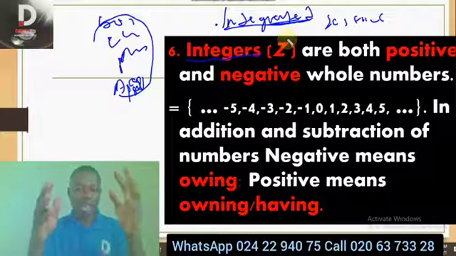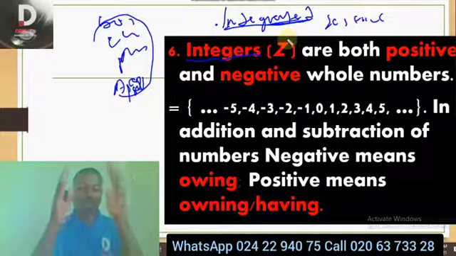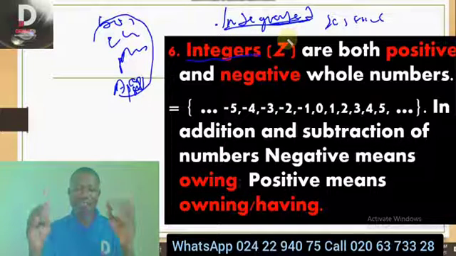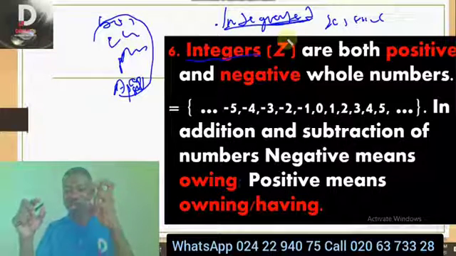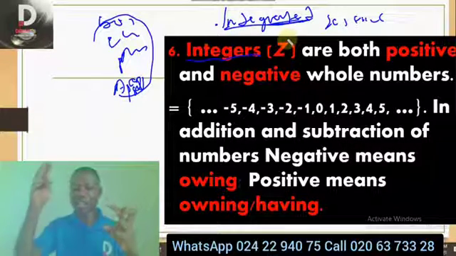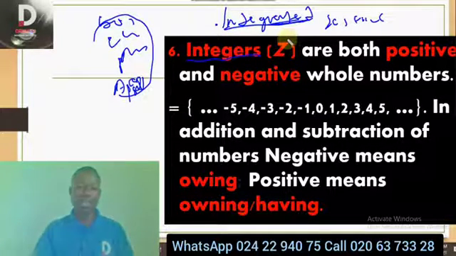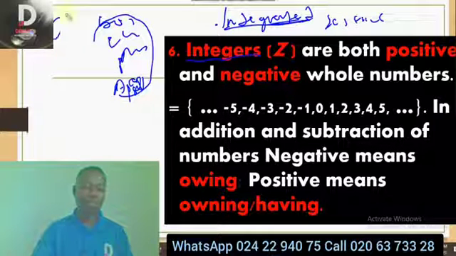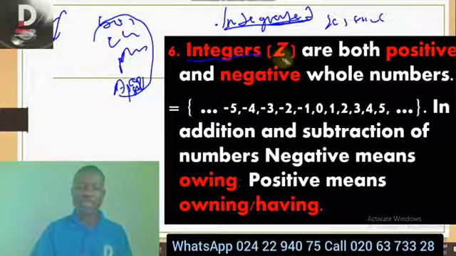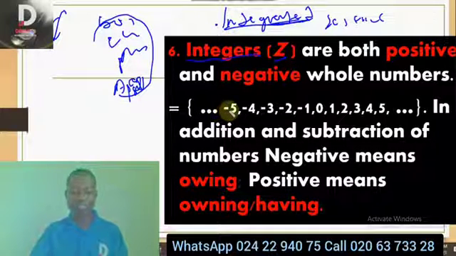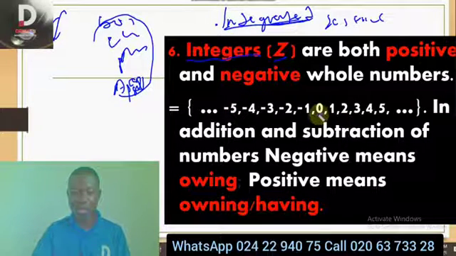So integers are therefore a combination of both positive and negative whole numbers. Take note. Integers: both positive and negative whole numbers. Let me remind you, whole numbers are represented by W. Integers are represented by Z, as you can see here. So the negative and the positive whole numbers give you integers. So this is the borderline, 0.